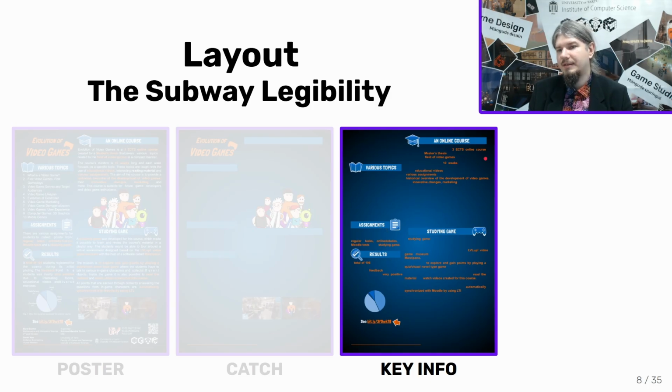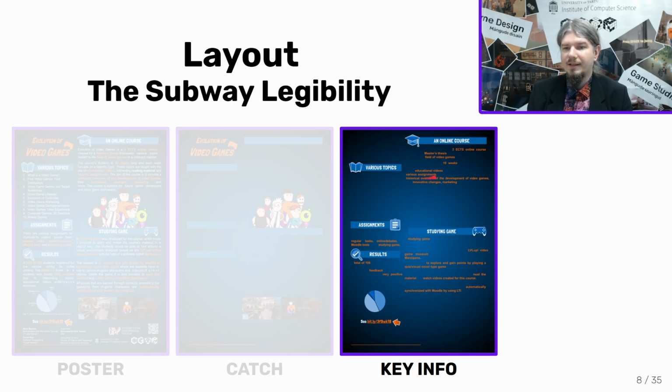Secondly, we can see these texts that are in orange or in this like bold or this emphasis. So this text in this emphasis, we can see that it's a 3 credits online course. It's some sort of a master's thesis in the field of video games, 10 weeks, educational videos. So I would say that this emphasis is a bit overused on this poster. For example, master's thesis, that's not really relevant to the result. So the fact that it's a master's thesis can be in the third read. It doesn't have to be in the key information read.